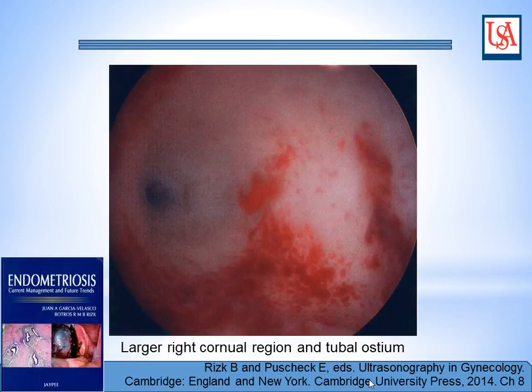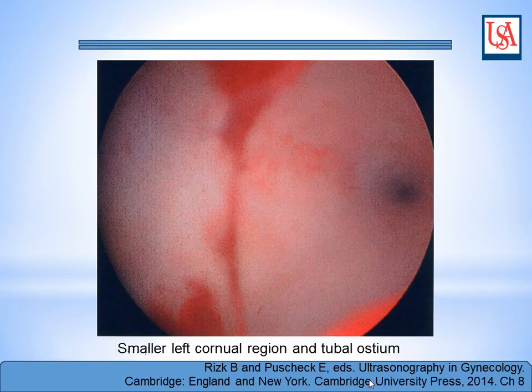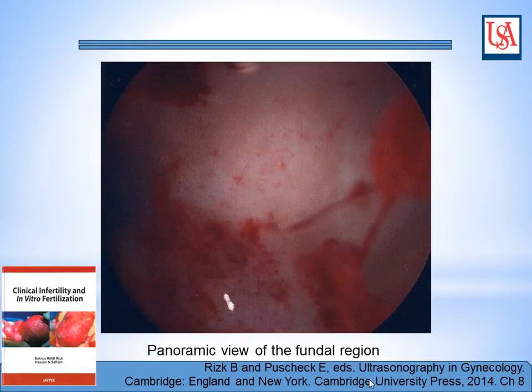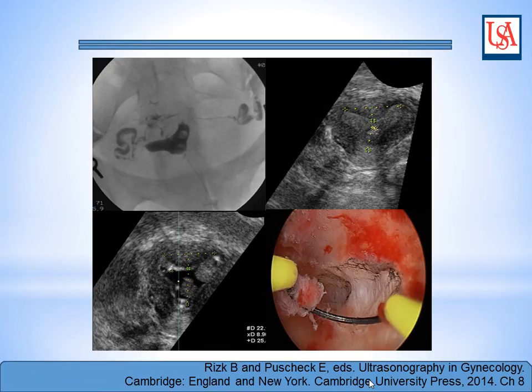This is the right cornea and the tubal ostium, and she has a septum there, small cornea and the tubal ostium, and then that is the panoramic view. Here, before I conclude and show you some videos, this is the same patient. I put all the views on one cartoon. All the views give you an impression.